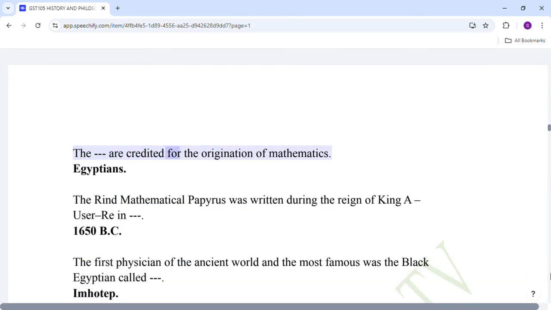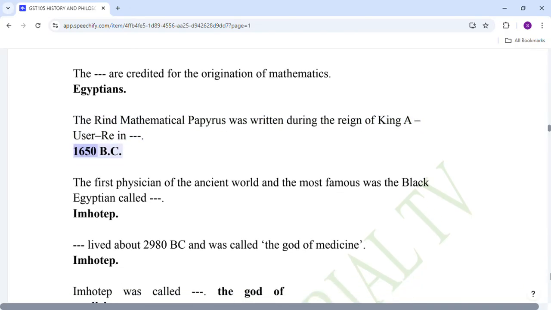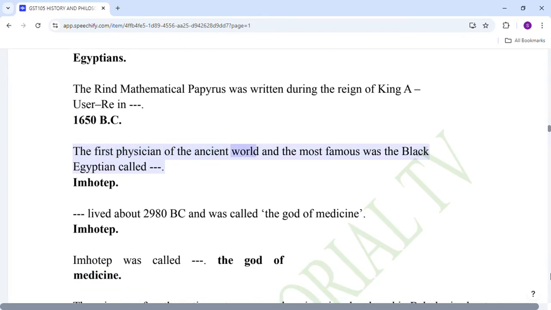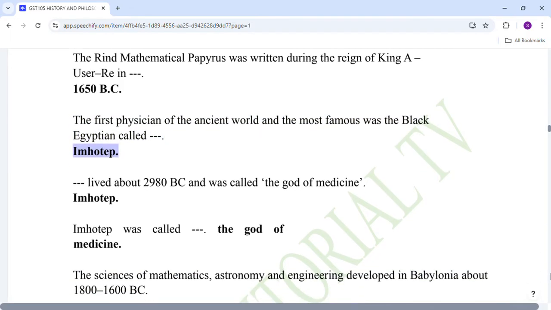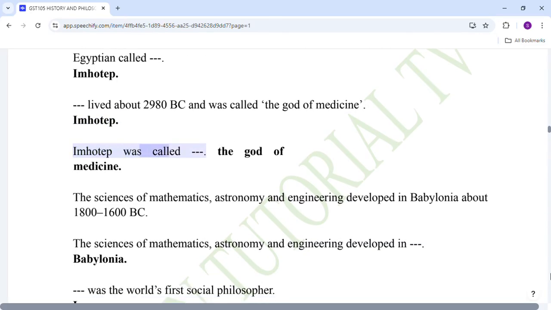The Egyptians are credited for the origination of mathematics. The Rhind mathematical papyrus was written during the reign of King Ahmose Re in 1650 BC. The first physician of the ancient world and the most famous was the black Egyptian called Imhotep. He lived about 2980 BC and was called the god of medicine.